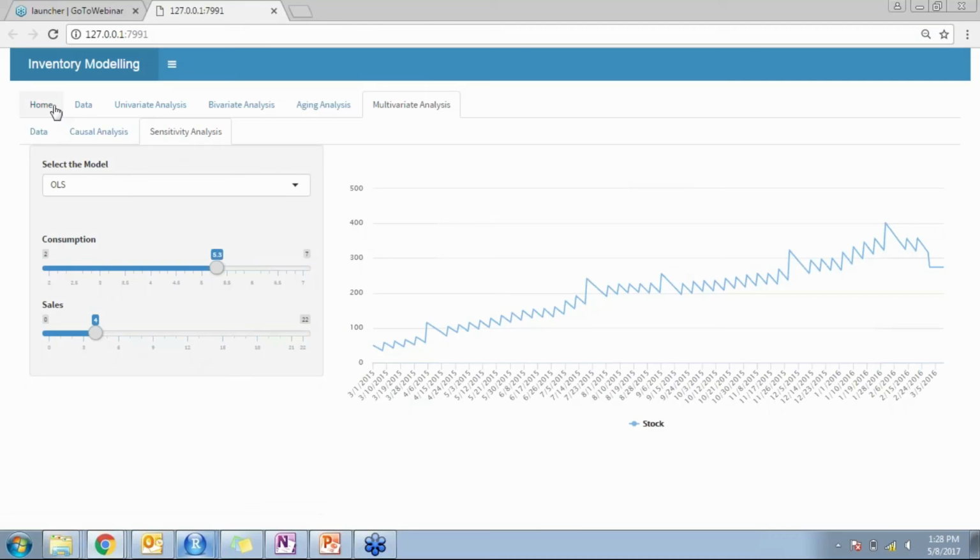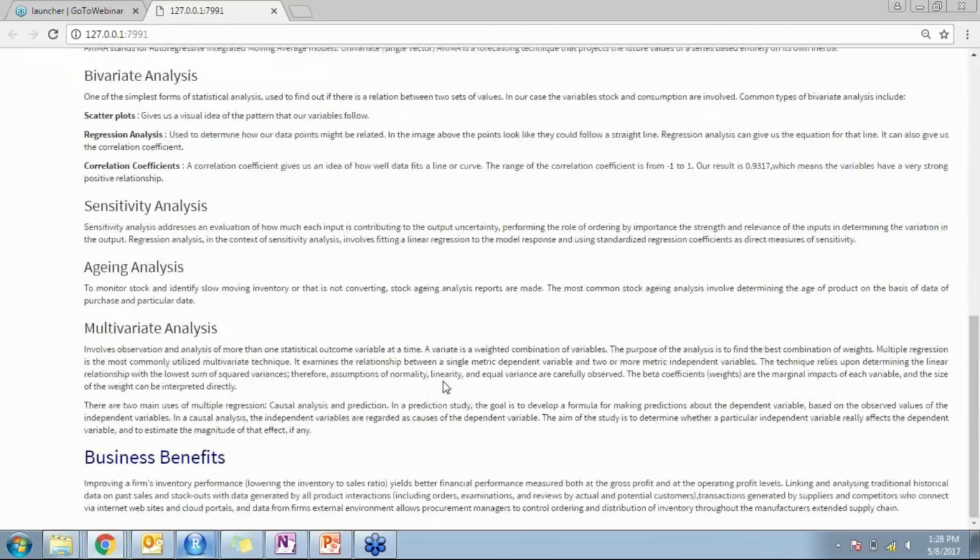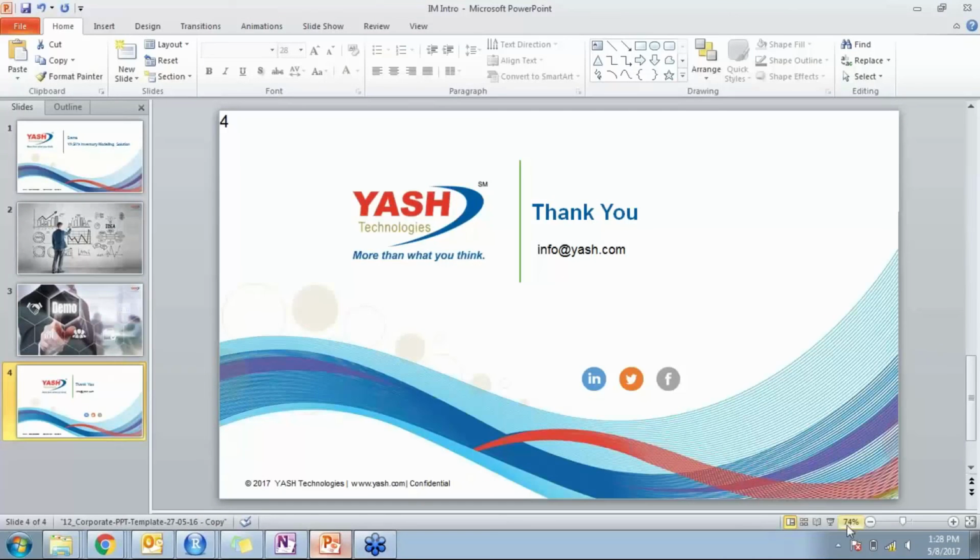So with that, we come to the conclusion and the end of the demo with respect to a product. As we already discussed, the methodology and approach have been explained here, along with the final output that we get and the business benefits that we derive. With that, we come to an end of this demo, and thank you.